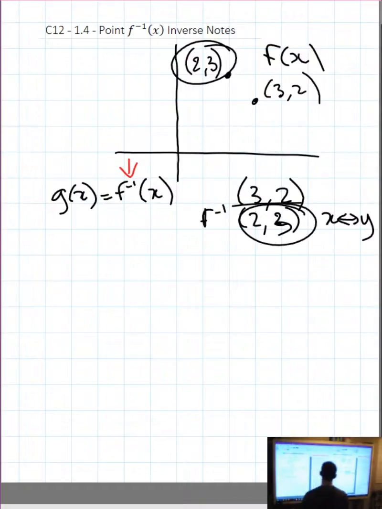Very simple method. Most people mess it up. They think too much about it. Just switch x and y. If I get a point, I just switch x and y. If I get an equation, I just switch x and y. And we're going to see that next.